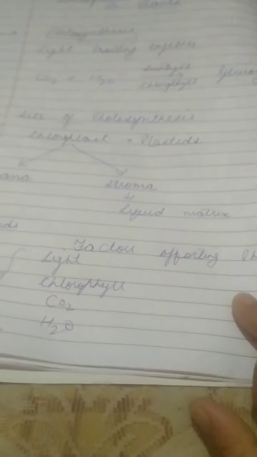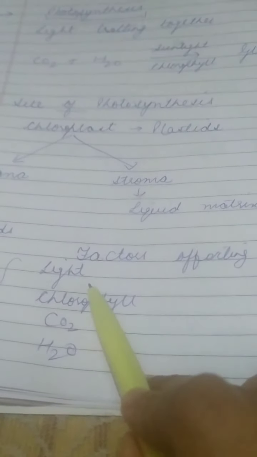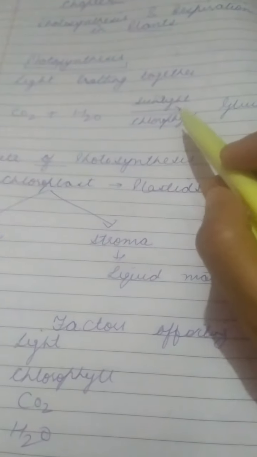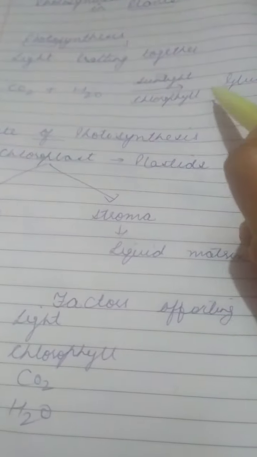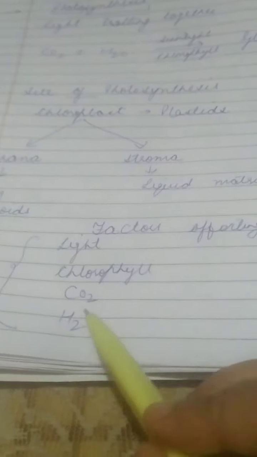And now the factors which affect photosynthesis. The factors which affect photosynthesis are light, meaning light is necessary for photosynthesis because only in the presence of sunlight do plants prepare their food. Then chlorophyll, the green pigment. These are the plastids where actually the photosynthetic reaction takes place. Then carbon dioxide and water are also necessary.